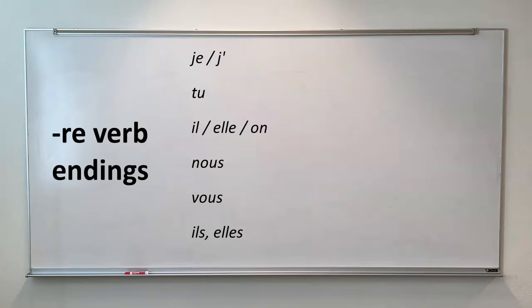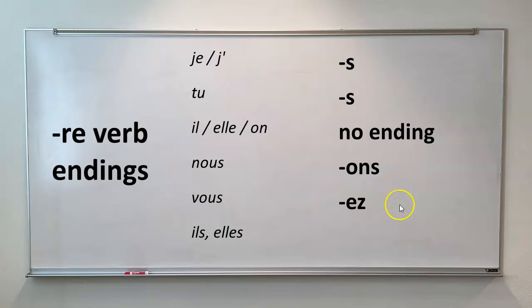So let's look at the endings for the verbs that follow this pattern. If your subject is je, then the ending will be an S. If it's tu, the ending will also be an S. If your subject is il, elle, or on, you do not add anything to the root. So there's no ending. If it's nous, it's ons. If it's vous, it's ez. And then if your subject is ils or elles, then it's ENT. So you have to memorize these endings. There's really no way around it.